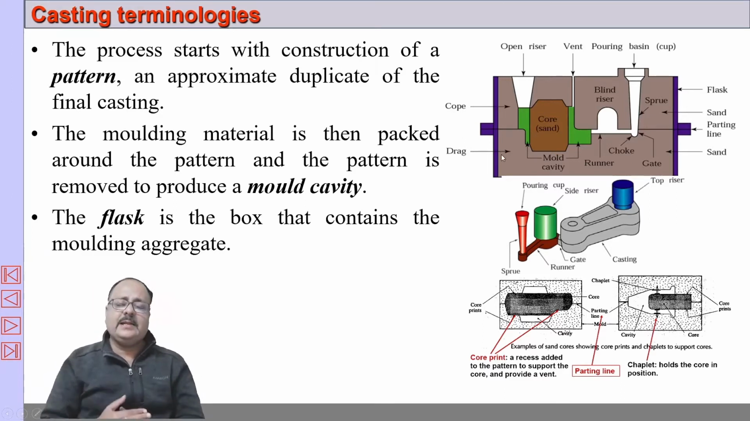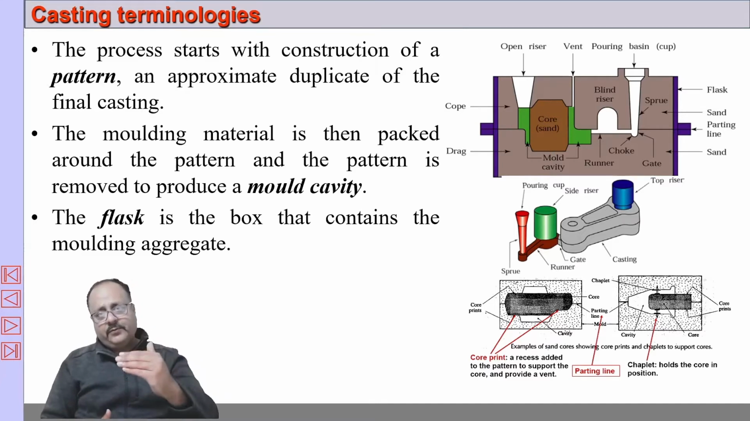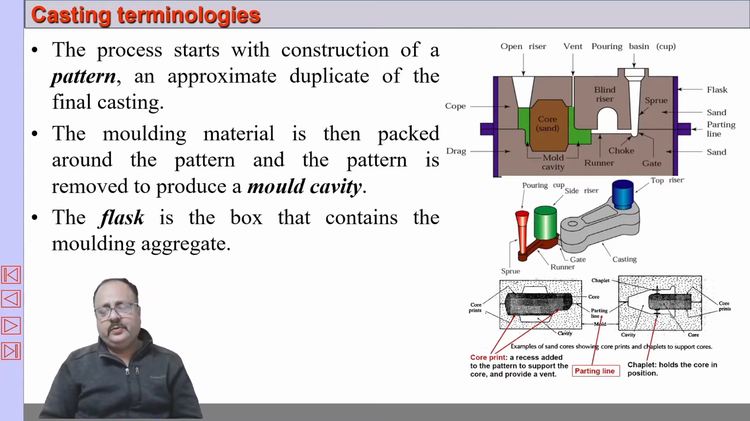If a pattern is also made of 2 pieces, the upper half will be called the cope and the lower half will be called the drag. And the line that separates the cope and the drag, or the surface that separates them, is called the parting surface.